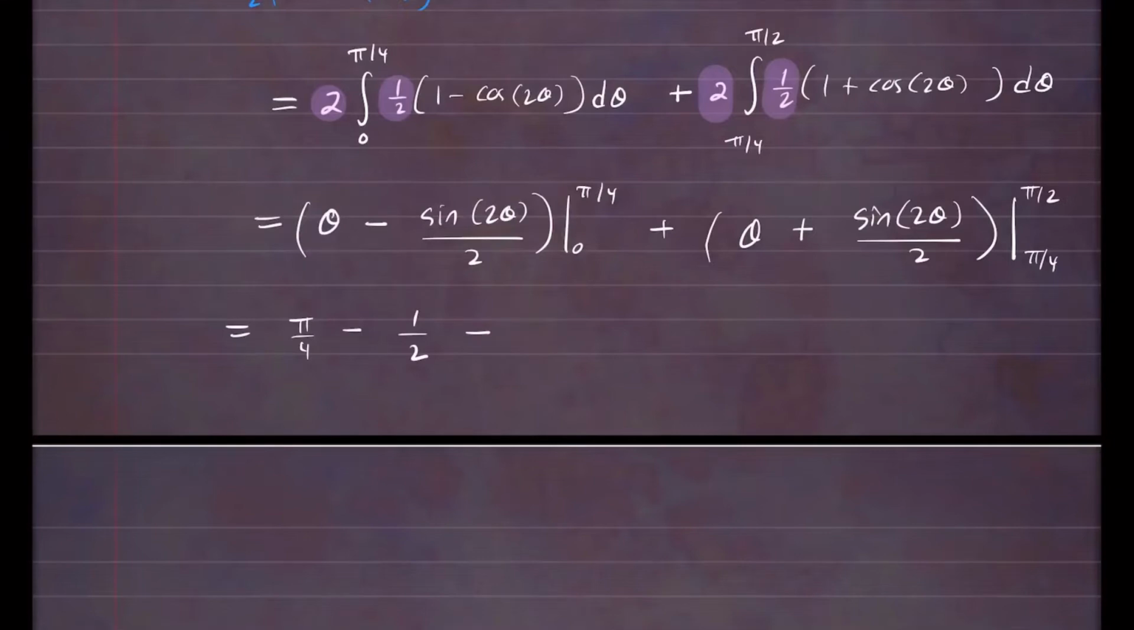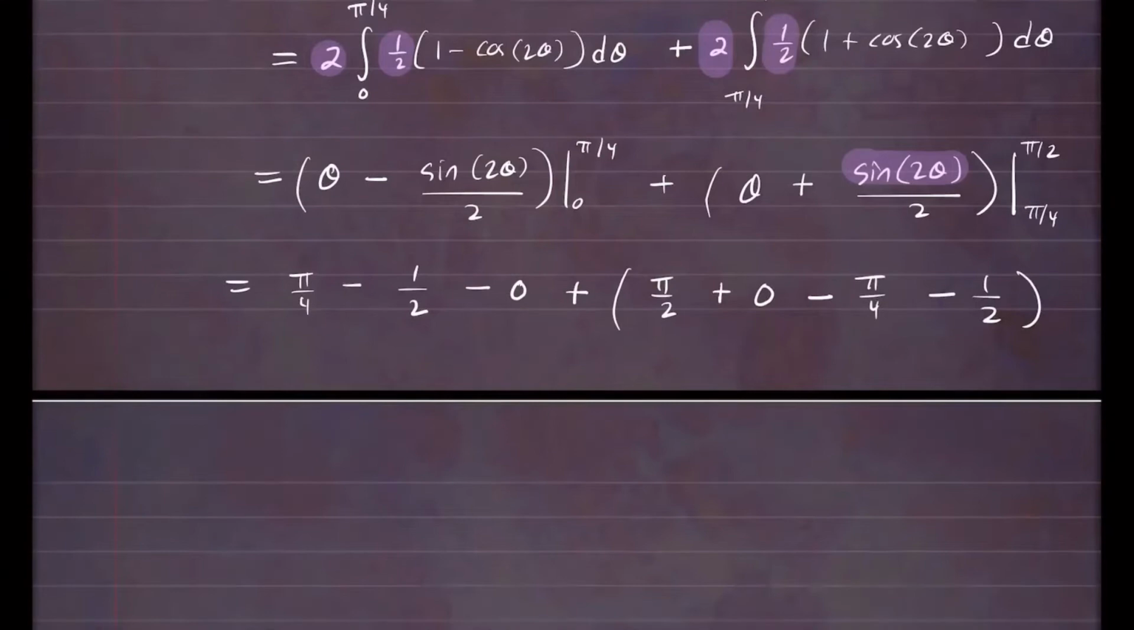And then for the second group, we have plugging in pi over 2 first. So theta will be replaced with pi over 2 plus, now for this term right here, when you plug in pi over 2, it'll be sine of pi. Sine of pi is 0, so you're going to get plus 0. And then we plug in pi over 4, so minus pi over 4. Now when I plug in pi over 4 in here, I get sine of pi over 2. Sine of pi over 2 is 1, so this would be minus 1/2.